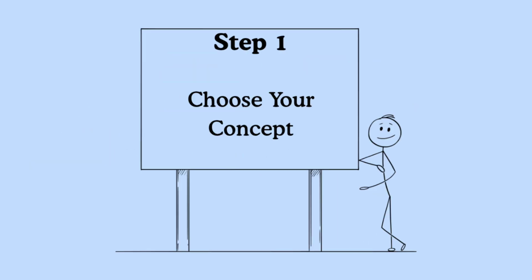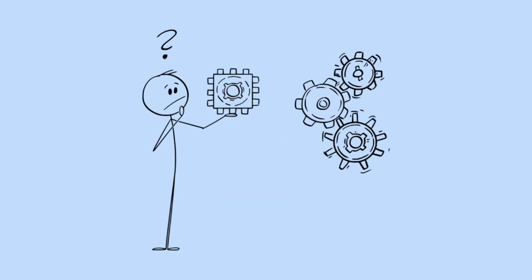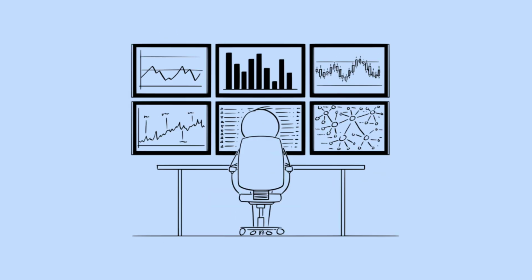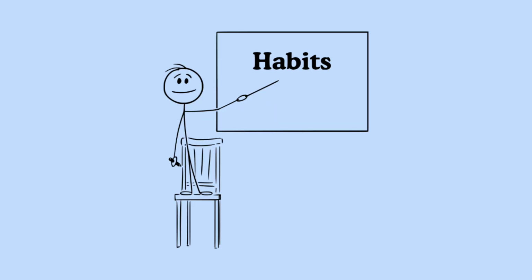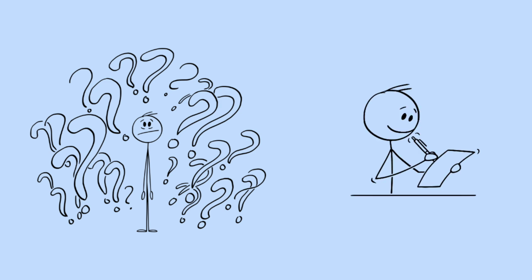Step 1. Choose your concept. First, pick a topic you want to learn. It could be anything – quantum mechanics, the stock market, or even how habits work. Write it down on a blank sheet of paper. The goal is to take the big, scary idea and bring it into your own words.